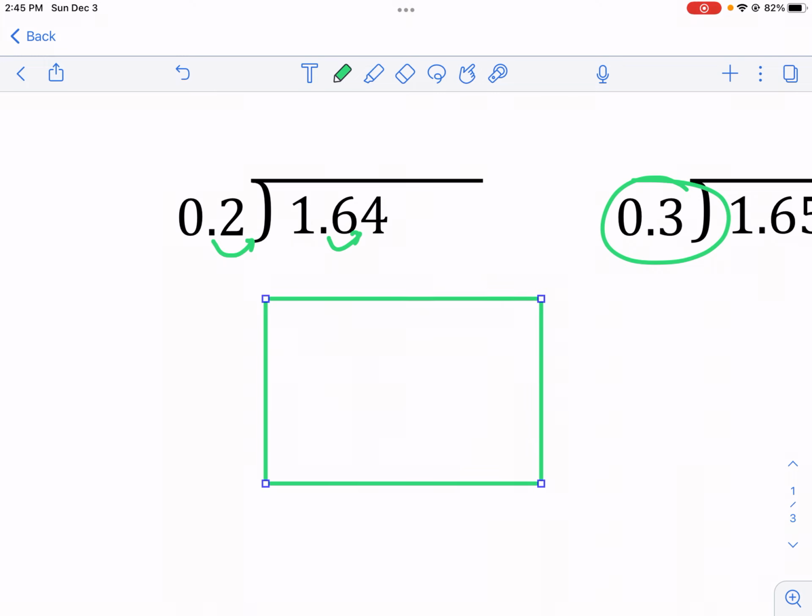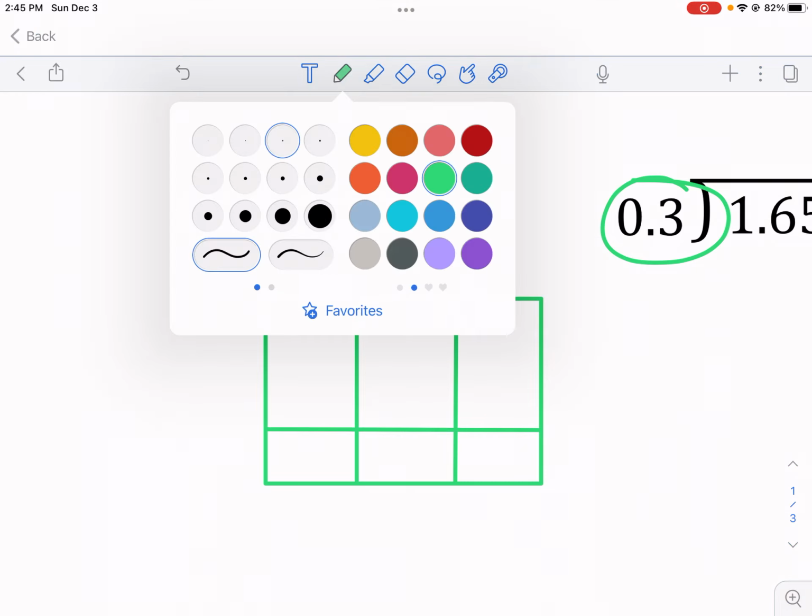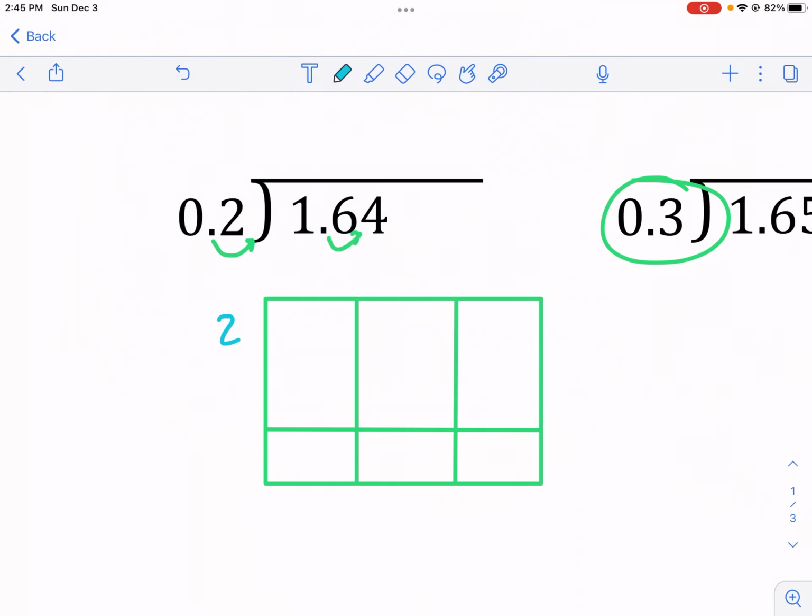Okay, so I need 3 columns for this because I have 1, 6, and 4. My dividend has 3 digits, so therefore I need 3 columns. So I'm going to go ahead and make my columns. Okay, and then I'm going to put 2 here because I changed this number to 2. And then I'm going to put 1, 6, my decimals here, and then 4. So this is 16.4. I'm going to move my decimal up right away. And now I'm going to start.